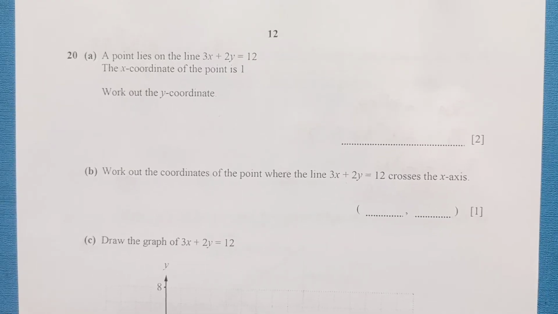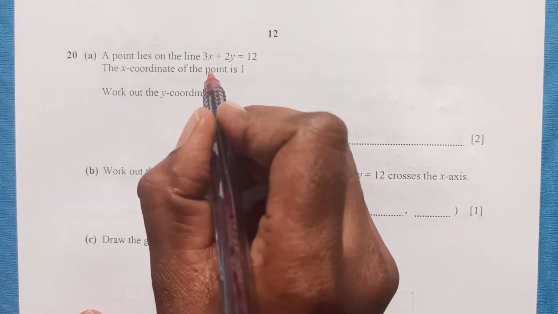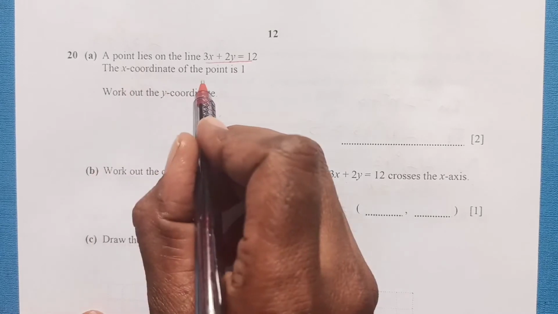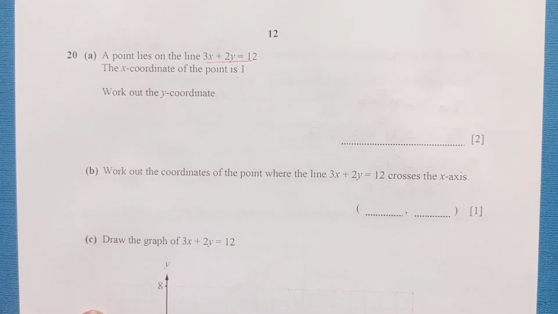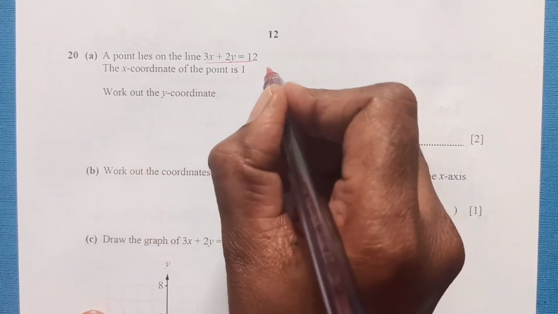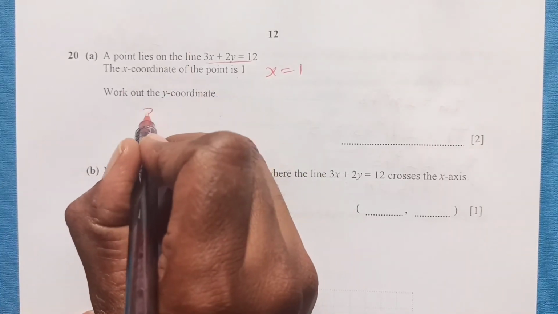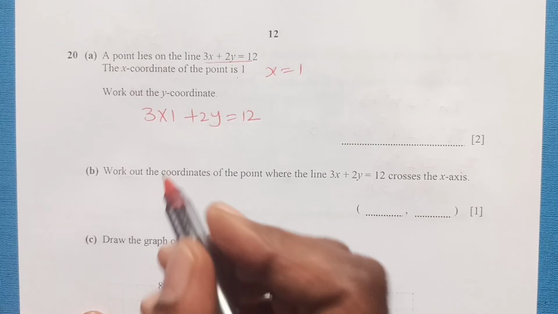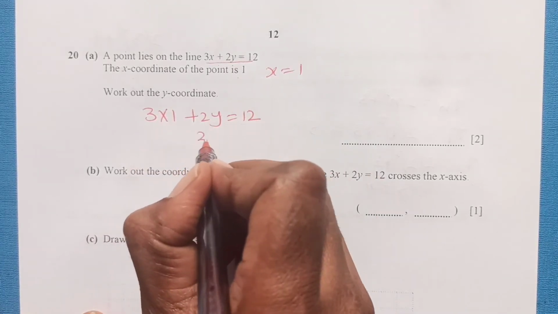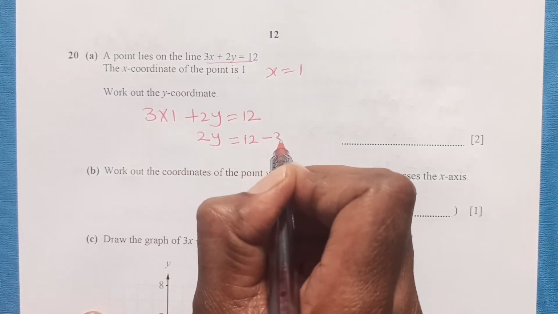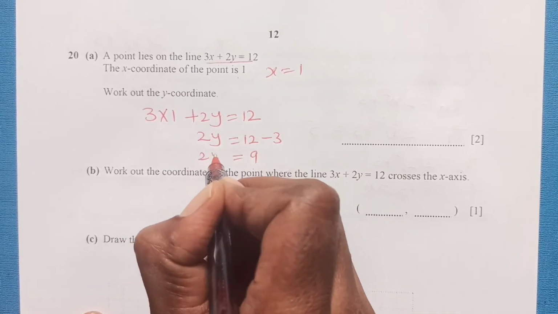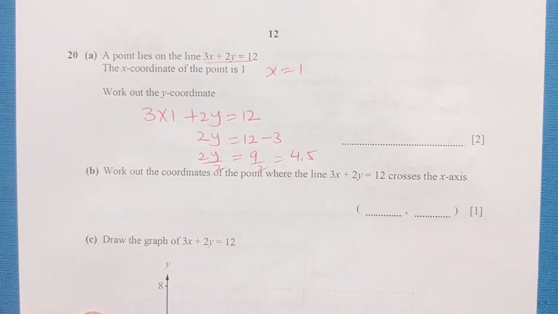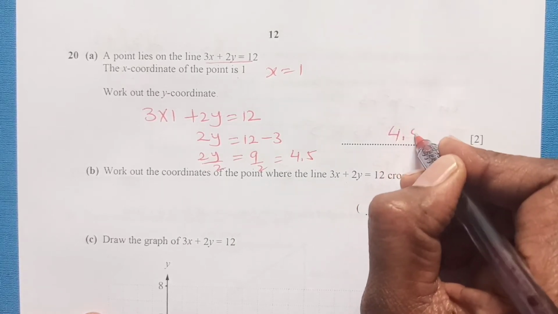Question number 20. Part A. A point lies on the line 3x plus 2y equals to 12. X coordinate of the point is x. Work out y coordinate. So we are just going to replace this. X is 1 here. So it is 3 times 1 plus 2y equals to 12. Then shift this 3 to other side. 2y equals to 12 minus 3, which is 9. So divide by 2, divide by 2. So this is 4.5.